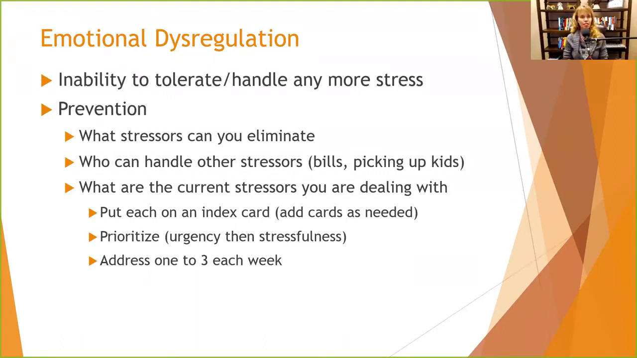I have them sort into 3 piles. Urgent has to be done like right now, or something bad's going to happen. Bills, lights are going to get turned off, something like that. Things that need to be done, but the world will not end if they don't get done like today. And then things I'd like to get done, but they can get put off. And I have them sort things into those piles as they come up.